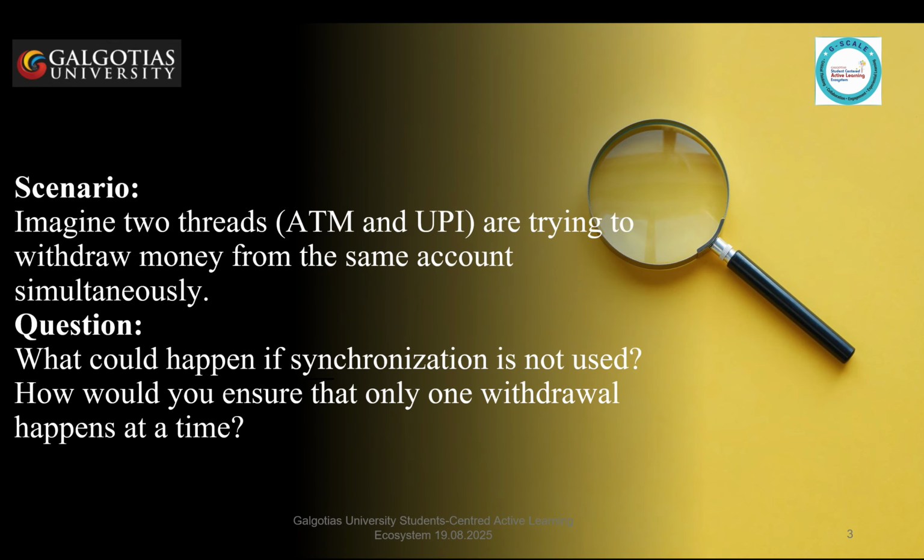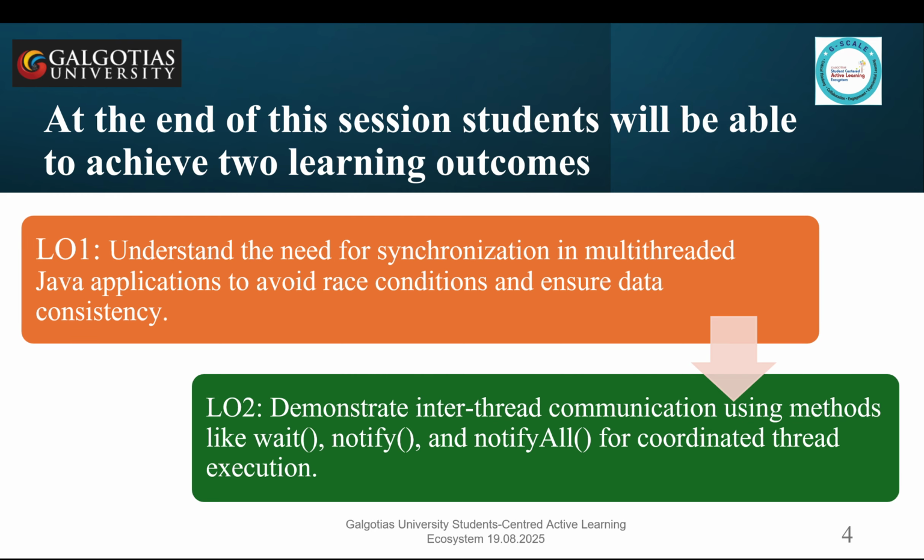Let us understand today's topic with a real life scenario. Imagine two threads, one representing an ATM withdrawal and another representing a UPI transaction. Both are trying to withdraw money from the same bank account at the same time. If synchronization is not used, both threads may read the same balance and withdraw money incorrectly. This can result in an incorrect final balance. So the question is, how do we ensure that only one withdrawal happens at a time? The answer is thread synchronization.